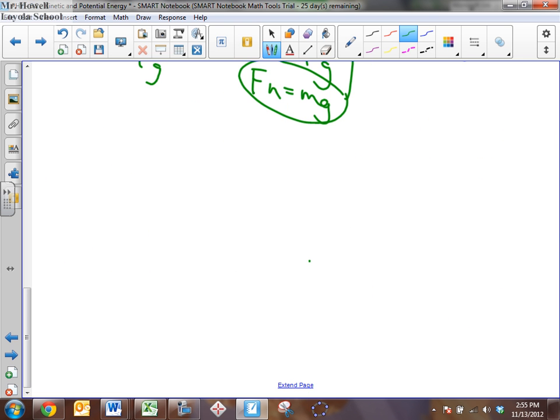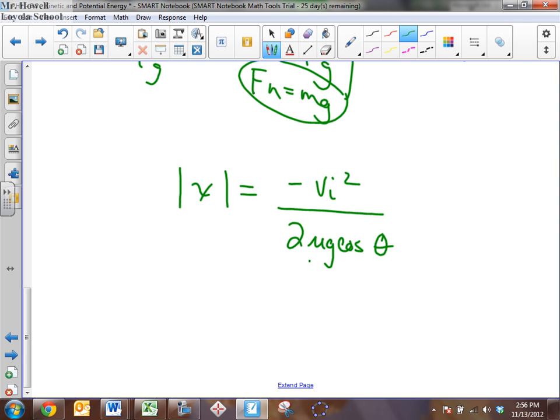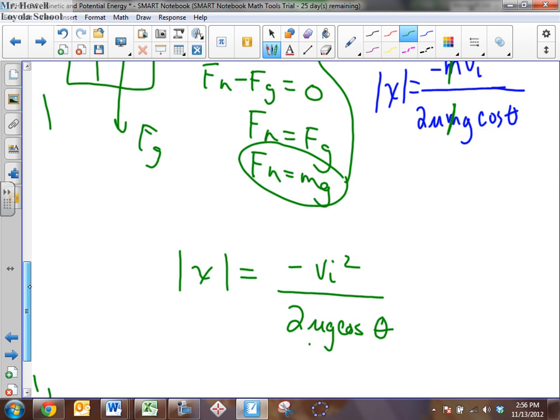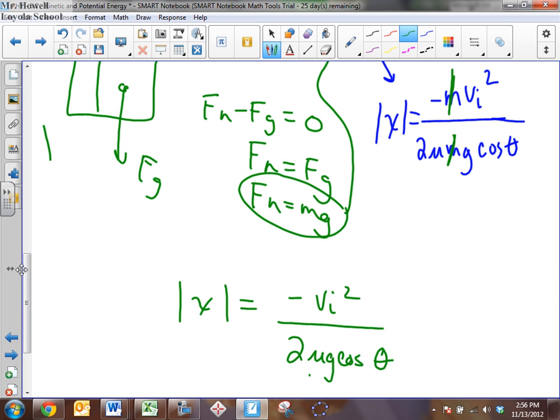So x turns out to be, when you cancel the masses, you get the absolute value of x equals negative v initial squared over 2 mu times cosine theta. Wait, so you canceled out the mass because they're in the top and the bottom? Just like if you had x over x, they reduce, right? So that's what your answer turns out to be.